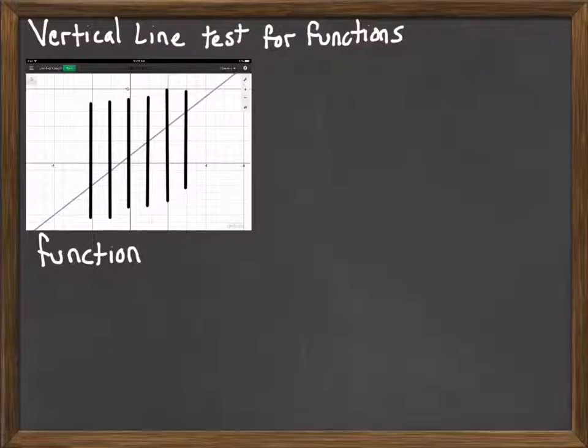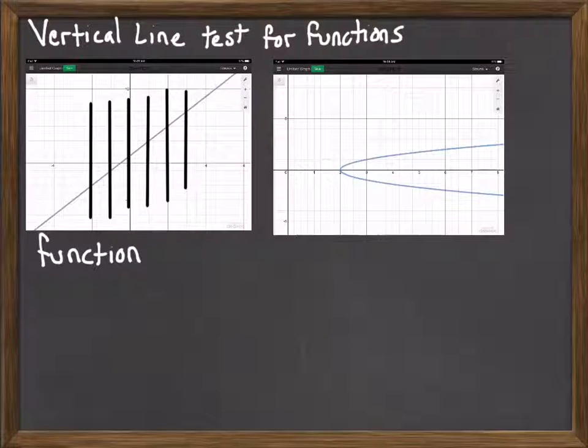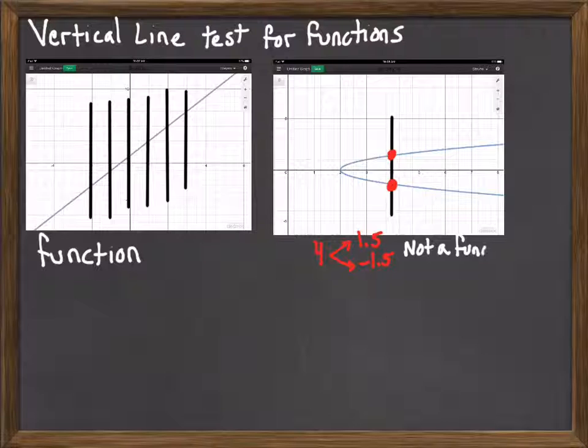If on the other hand you had a graph like this, and we start to look at vertical lines, well here this would be the same as saying that that x value, x equals 4, actually goes to two different y values. So if the vertical line crosses the graph more than once, then you have an x value that goes to more than one y value. And in this case it would be x equals 4 goes to 1.5 and negative 1.5. And so therefore this thing is not a function.